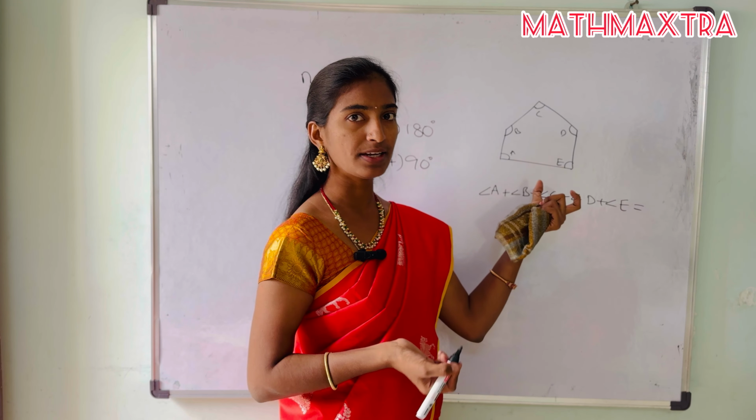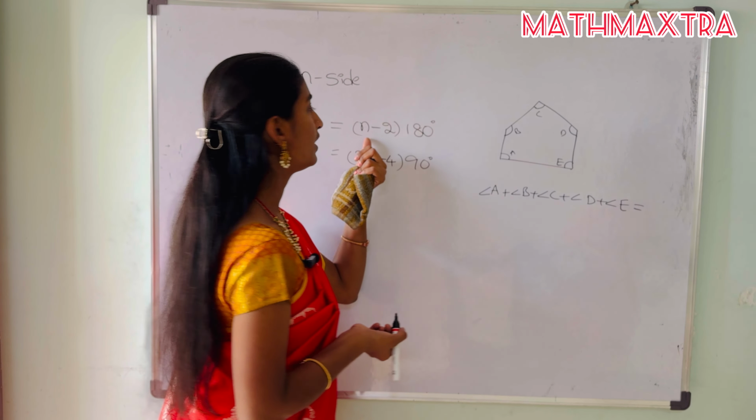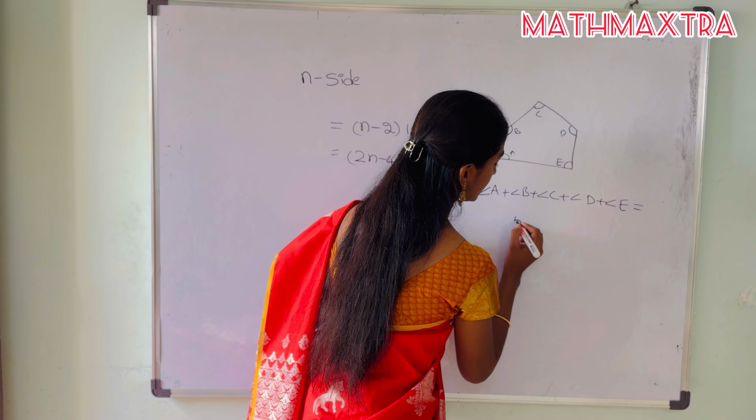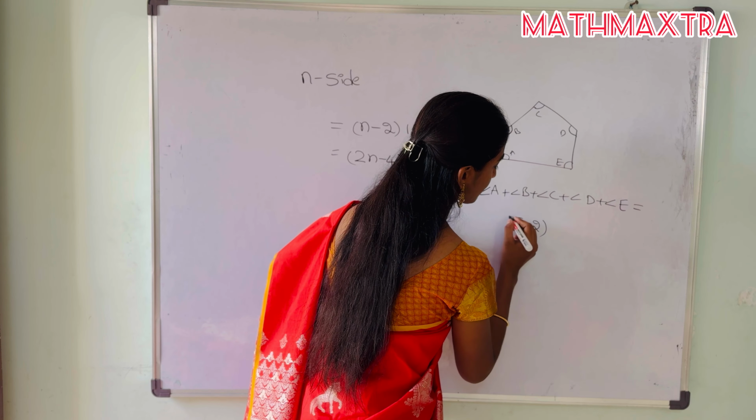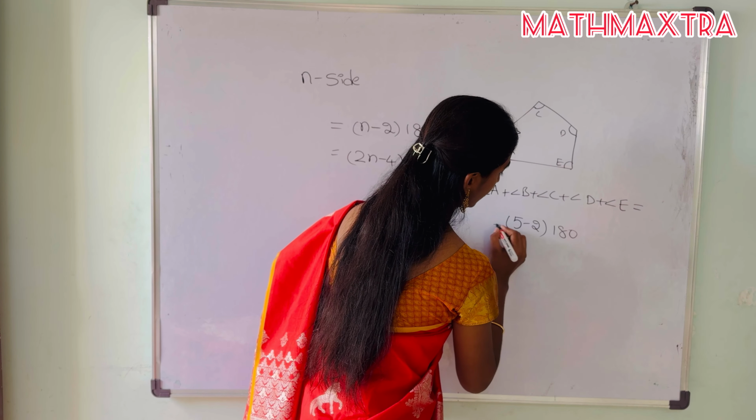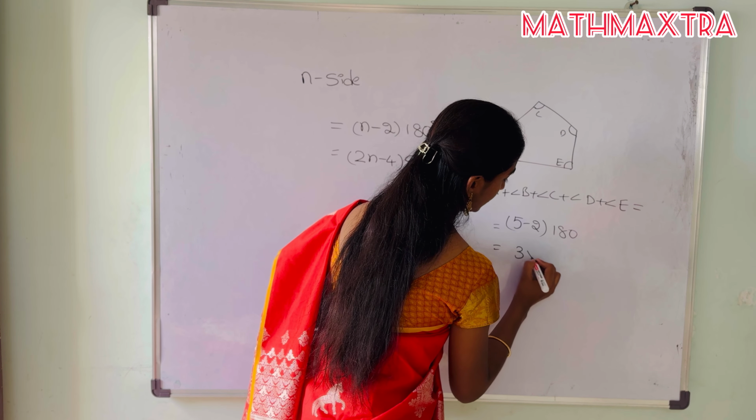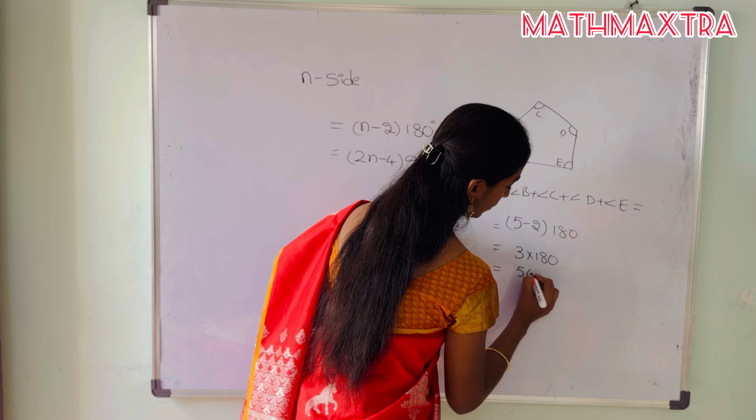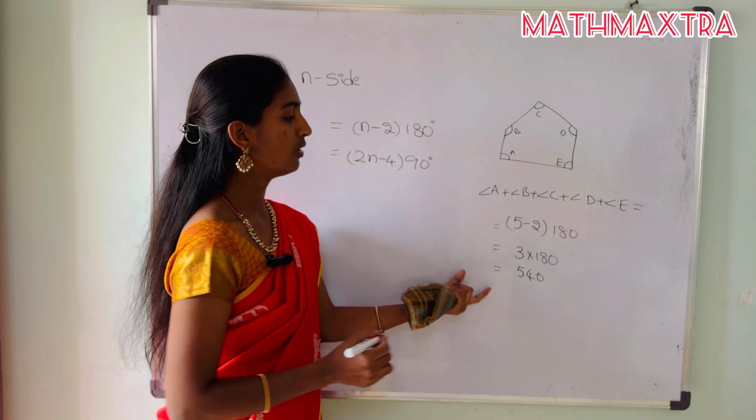here, as this polygon has 5 sides, in place of n, what do you have to substitute? 5, isn't it? Which is nothing but 5 minus 2 times 180. Okay, which is equal to 3 into 180, which is 540.